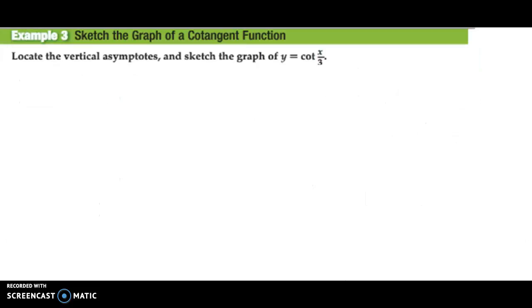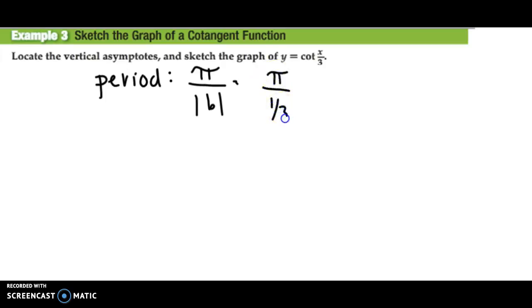So if we look right here, locate the vertical asymptote and sketch the graph of y equals cotangent of x divided by 3. First we want to find the period. Remember, period is pi divided by the absolute value of b. Another way to write x divided by 3 is 1/3 x. So this is really just the same as pi over 1/3, which reduces to 3 pi. So from 0 to 3 pi is going to be one of our periods.